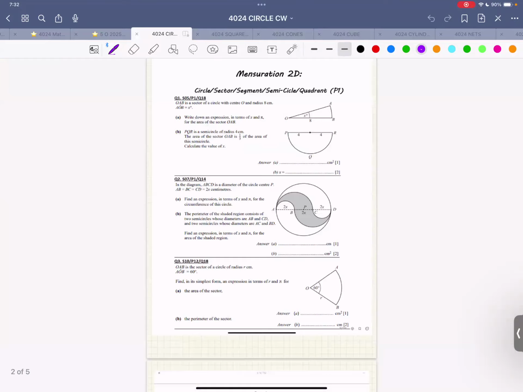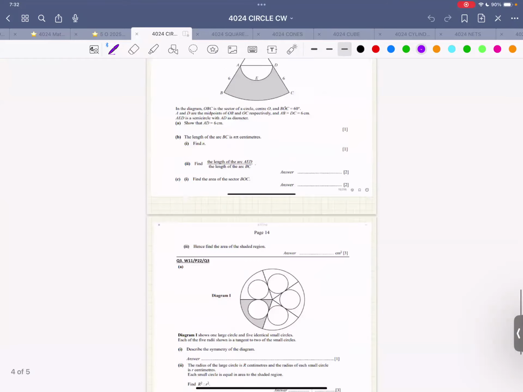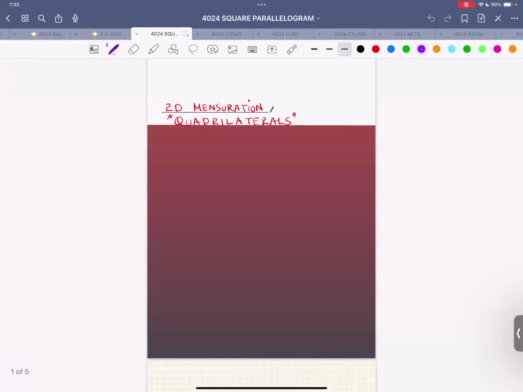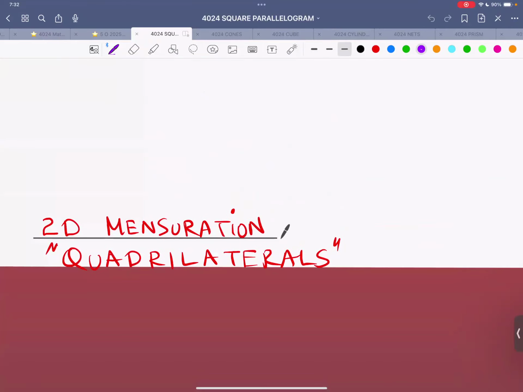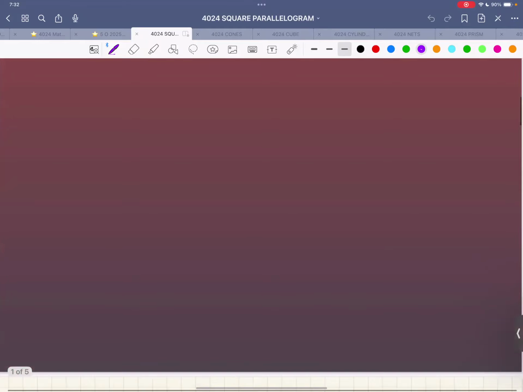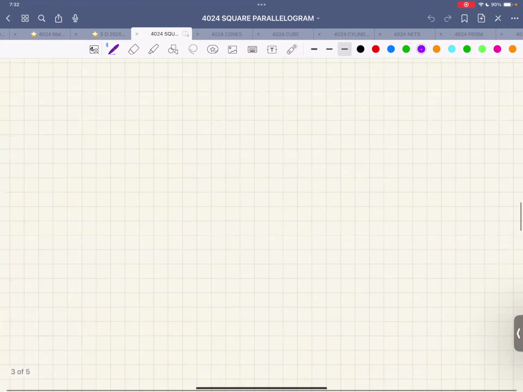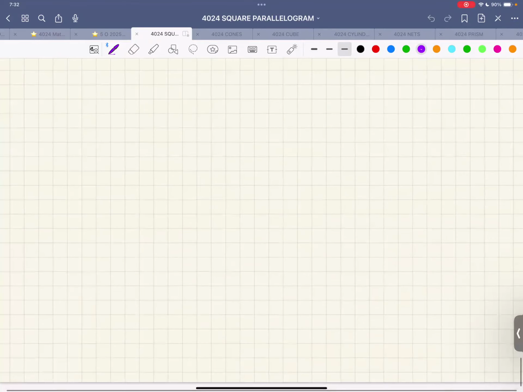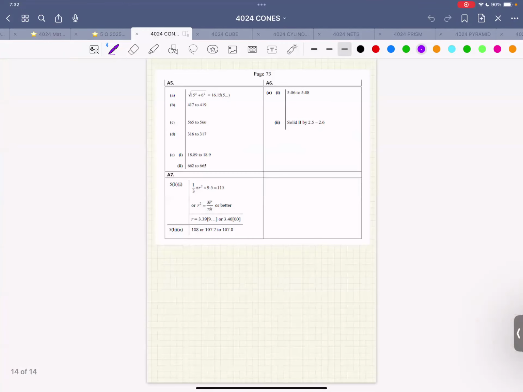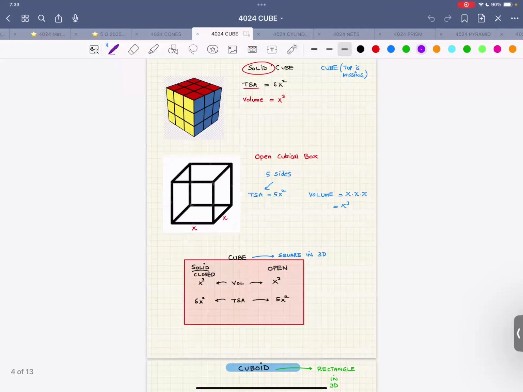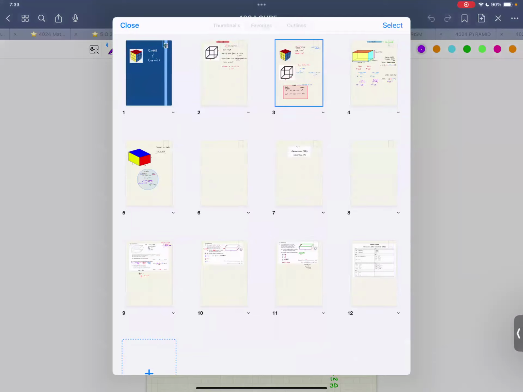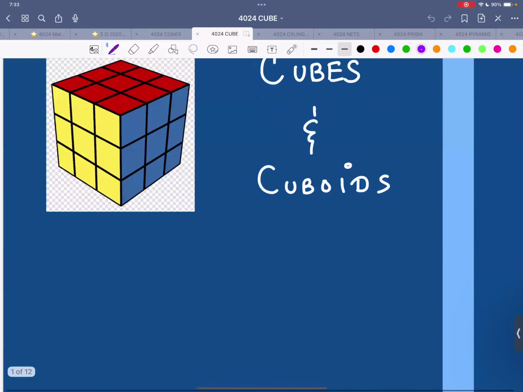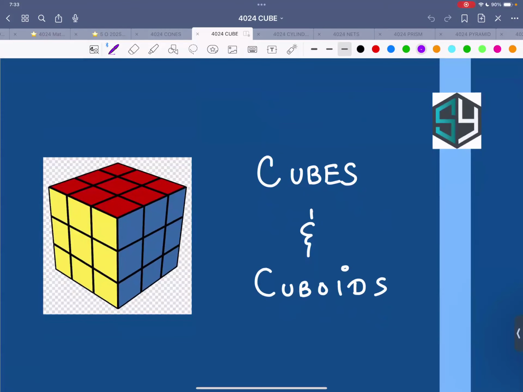So now the second thing. Now let's also talk about 2D mensuration, quadrilaterals, 4-sided figures. I think I forgot to do some questions, so maybe they are part of the other thing. So let's talk about this. Now let me get started with cubes. So let me just add this thing, erase this thing, and this thing. Now let's talk about cubes and cuboids.